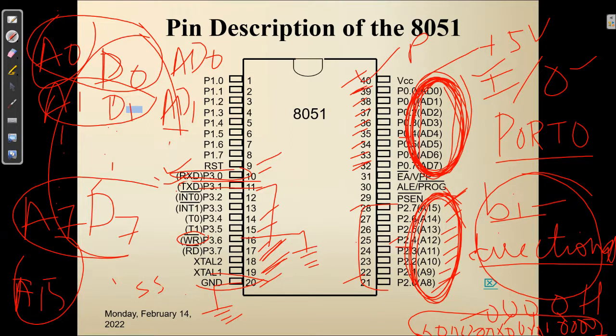ओके, अगर ऐसा, in that case your RD bar should be connected to VCC plus 5 volt, because RD bar is active low. RD bar अगर आपने प्लस 5 वोल्ट को लगाया और WR bar को आपने ग्राउंड किया, इसका मतलब मैं एक्सटर्नल रैम में लिख रहा हूँ, लेकिन मुझे एक्सटर्नल रैम से अगर रीड करना है तो ये उल्टा हो जाएगा। In that case your RD bar will be grounded and your WR bar will be connected to plus 5 volt. I hope you have understood this.